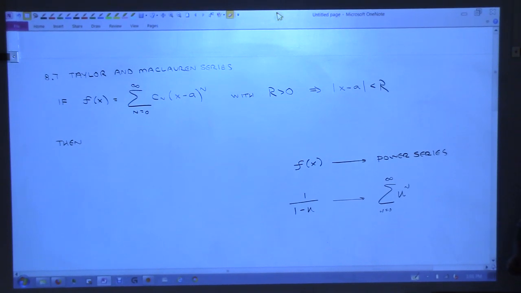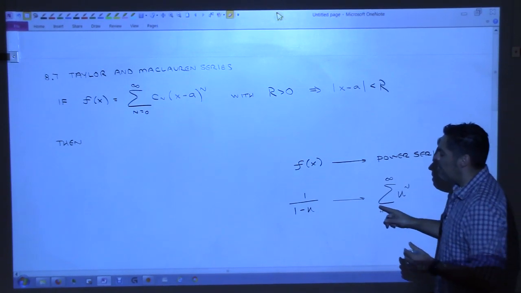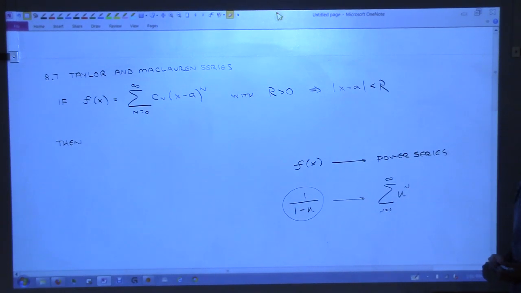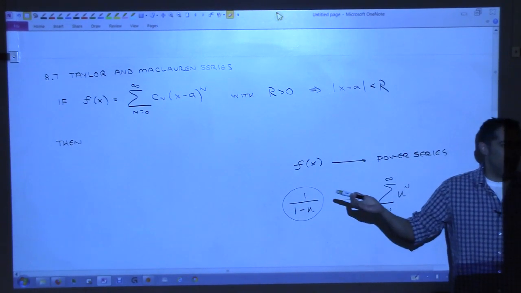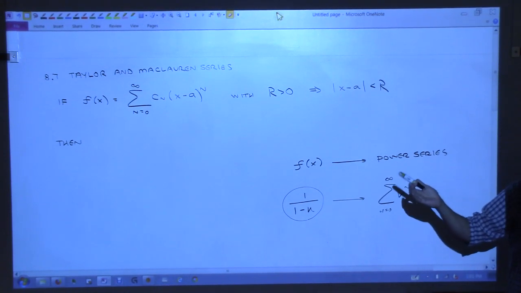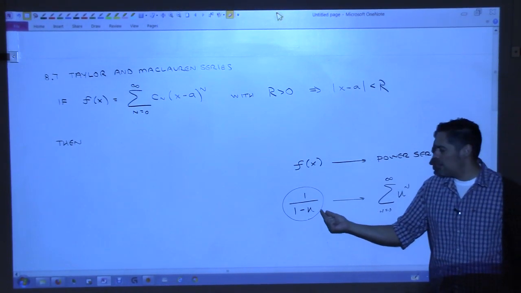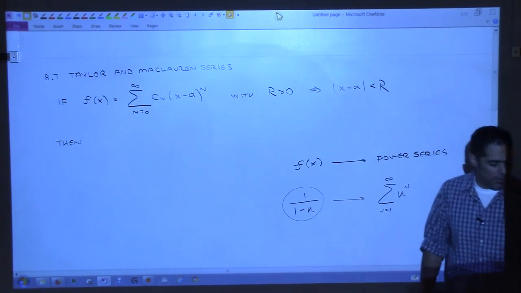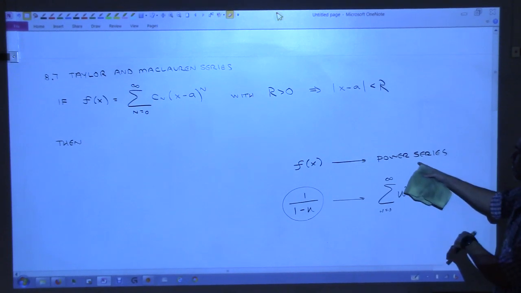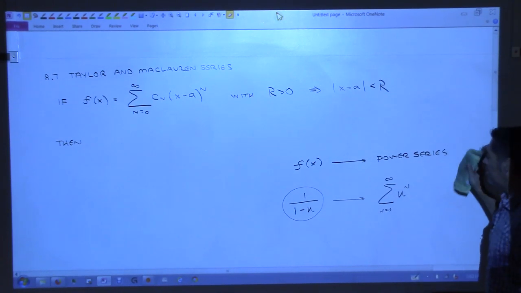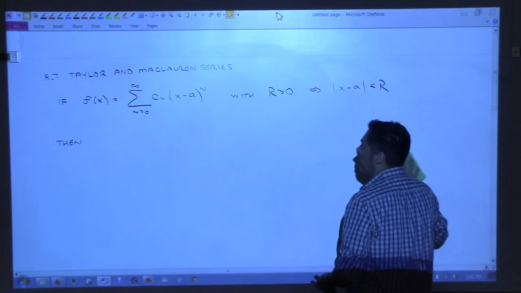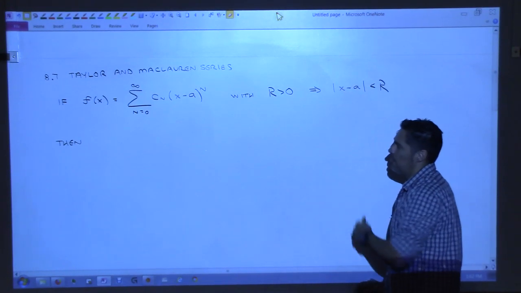Yes? Okay. This is great, except that it only works when your function looks like that, right? So what if you had a function like sine of x, or cosine x, or e to the x? You're not going to get it to look like this. So do we have a way to convert a function into its power series in general? And the answer is yes, we do. It is this thing called a Taylor, and you'll see a Maclaurin series.